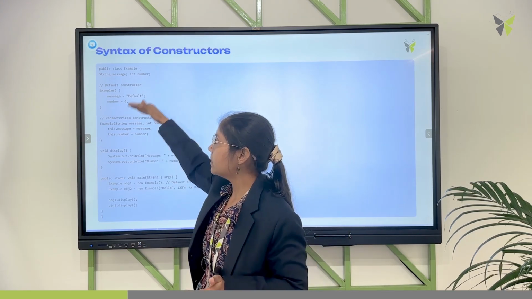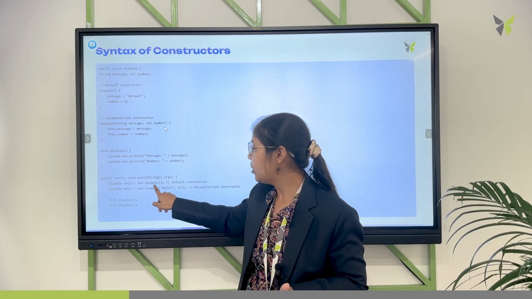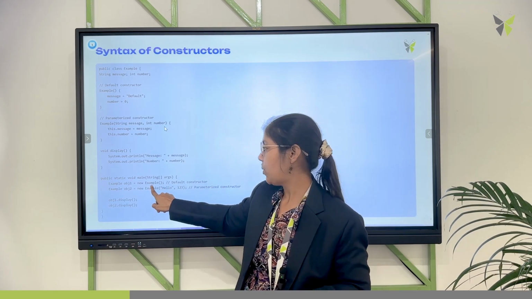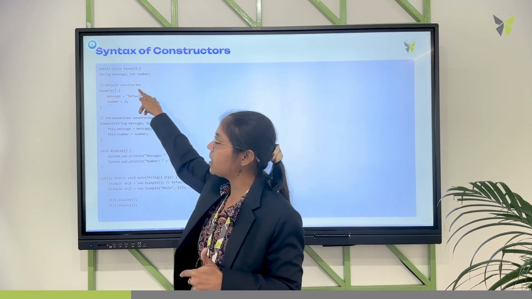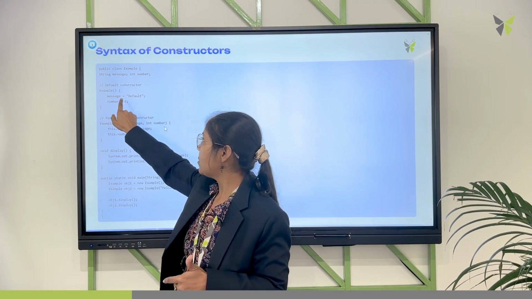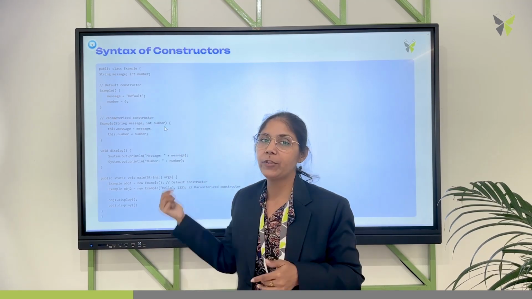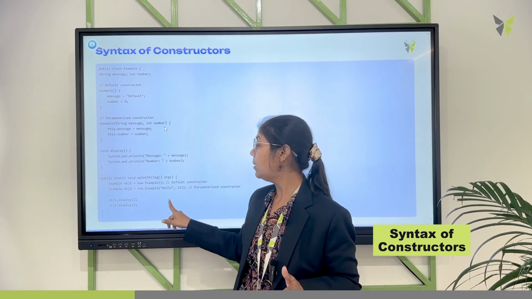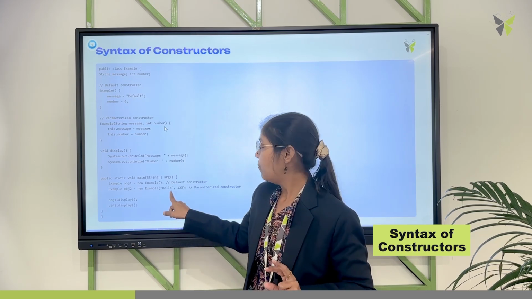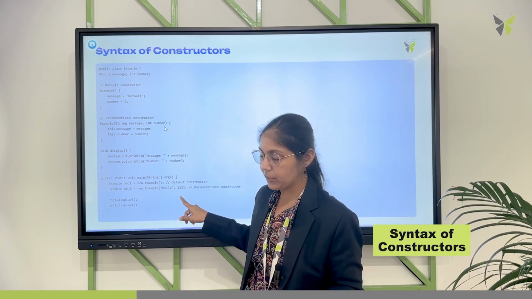So where are these constructors going to be called? If you look at the main method, when we are creating the object of the class without any parameters, so when we are saying new Example, no values are being passed, my default constructor will get called and the message will be set to default for that object and the number will be set to 0 for that object. Whereas if you look at the second example of the object creation, we are passing two values. One is hello, that is my string value, and second is 123, which is an integer value.